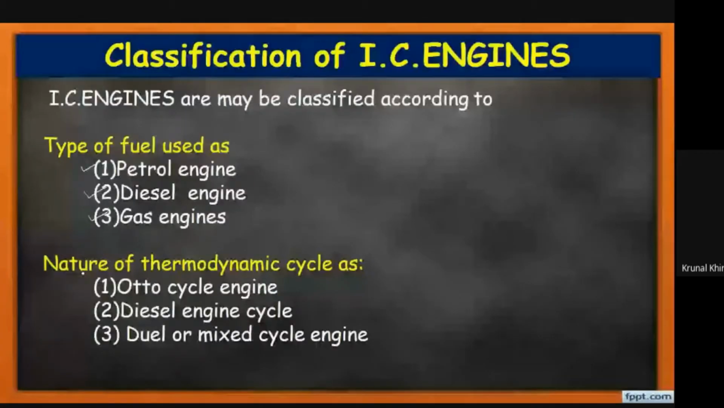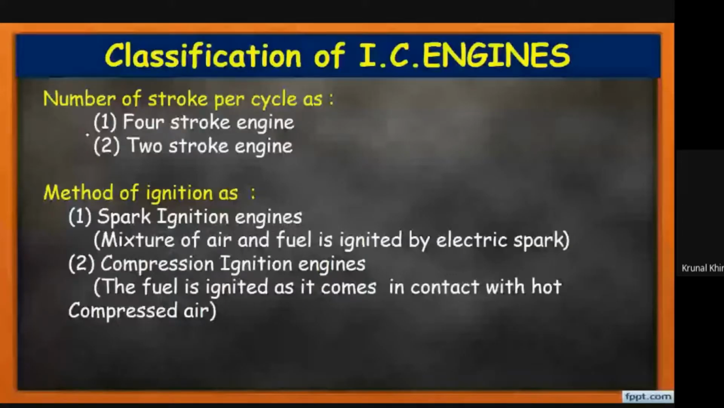Then the second classification is the nature of thermodynamic cycles. First is the Otto cycle, that is also called a constant volume cycle. Then the diesel cycle, which is called a constant pressure cycle. And the third one is the mix, a combination of heat supply at constant volume as well as constant pressure, which we can call the dual cycle. Then the third classification is by the number of strokes. There are two types of engines based on the number of strokes per cycle, that is 4-stroke and 2-stroke.